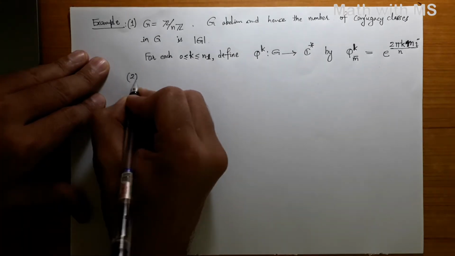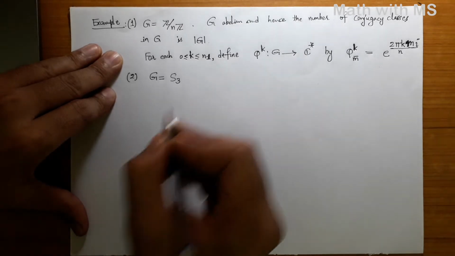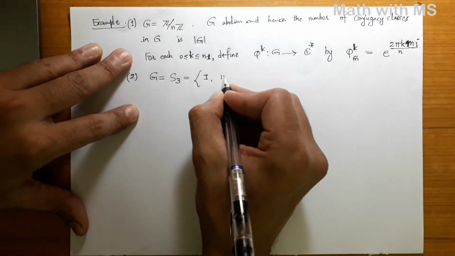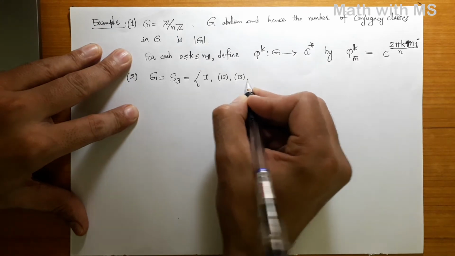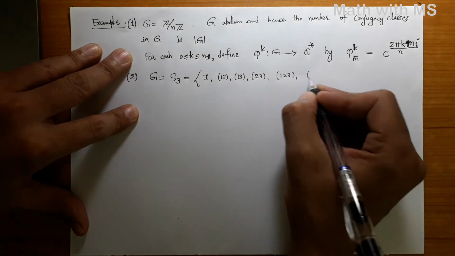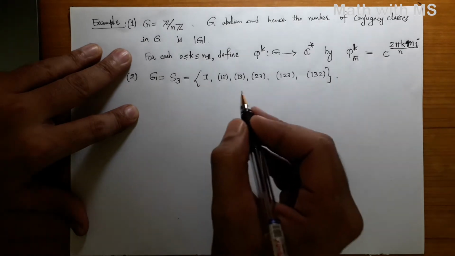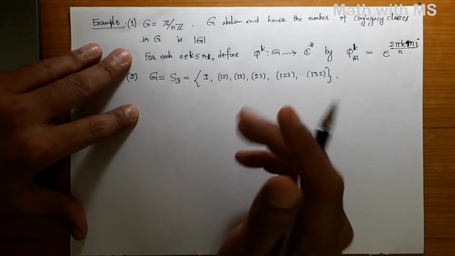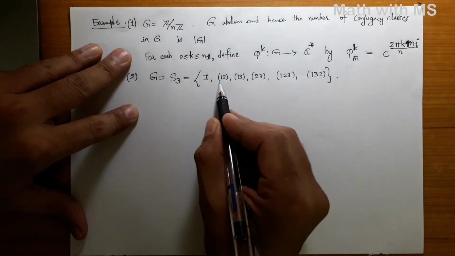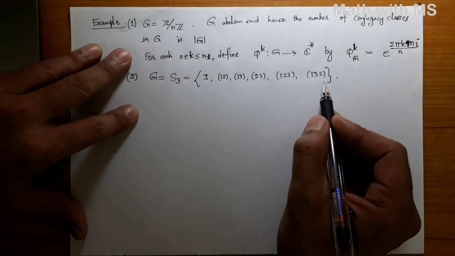Let us look at another example, a non-abelian example. So take G to be the symmetric group S3. Let me write its elements. It has the identity permutation, then these transpositions (1 2), (1 3), (2 3), and then (1 2 3) and (1 3 2). A total of 6 elements. And you can easily check that there are precisely 3 conjugacy classes in this. One is the conjugacy class of the identity element, a singleton. These 3 transpositions lie in one conjugacy class. And these 3 cycles lie in one conjugacy class.